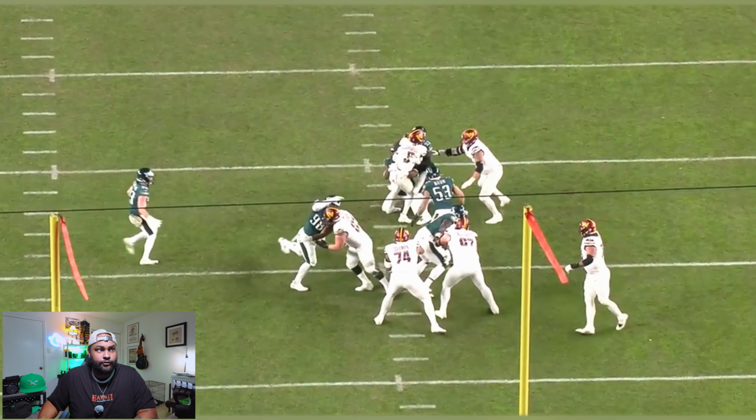Yes, I have a lot of Eagles films in my clips. I'm an Eagles fan, and I'll be watching the Eagles games. But nonetheless, we're learning football.